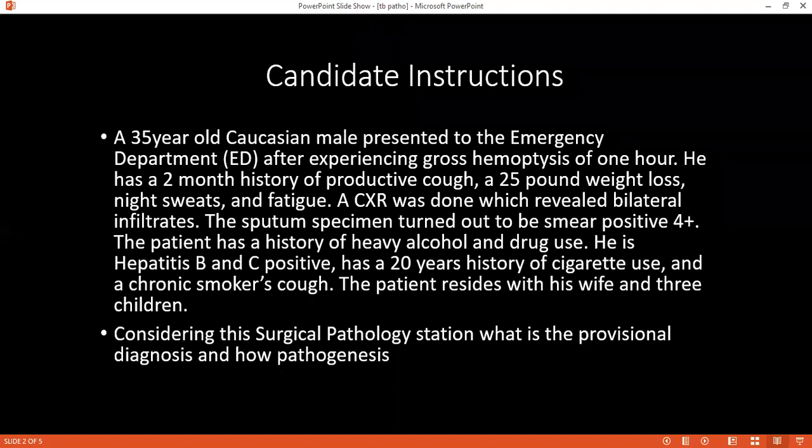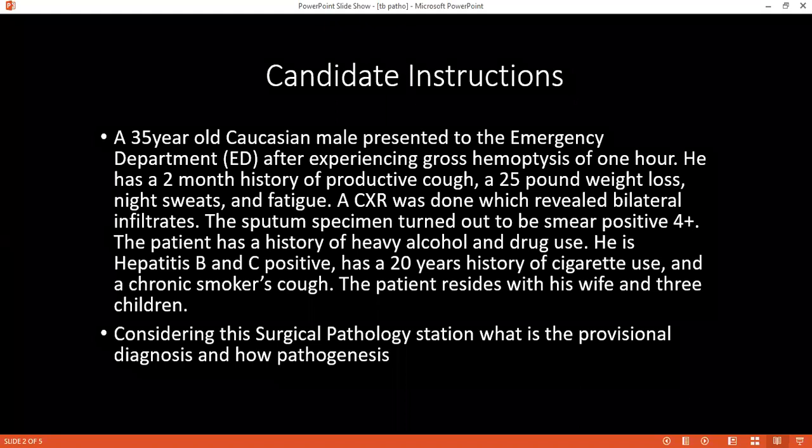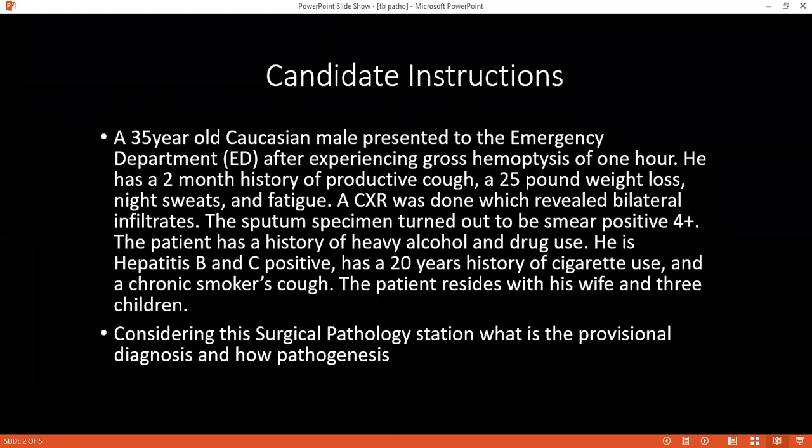Right. So if you have read and understood, considering a surgical pathology station, what are the main differential diagnoses that you'll consider for this patient? I'll consider pulmonary tuberculosis and sarcoidosis. All right. Very good. And anything else? Another very common condition. Lymphoma. Okay, lymphoma. Yes.